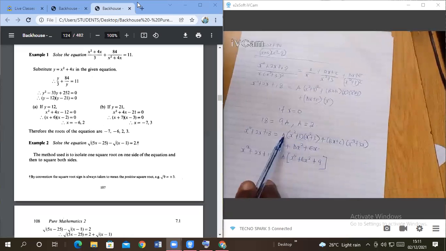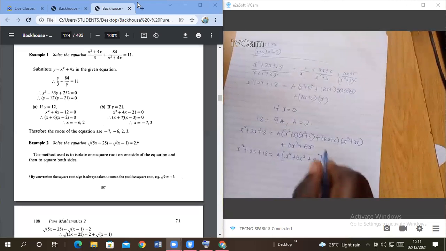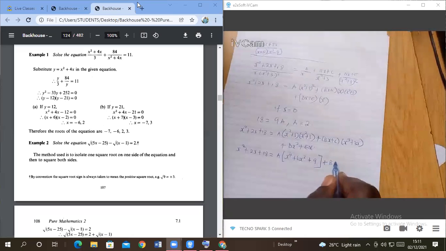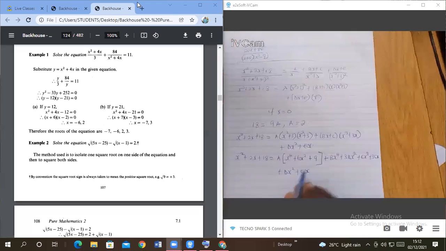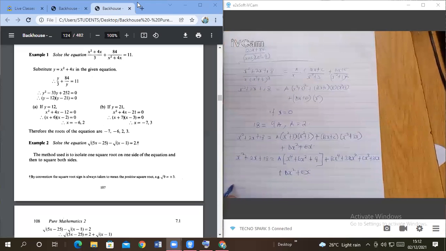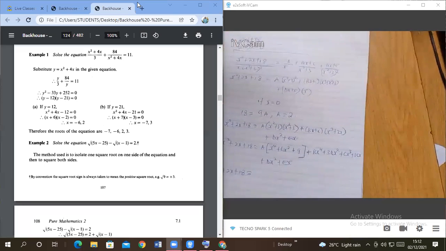x to power 4 plus 3x squared plus 3x squared plus 9. I think that is perfect. Plus, when we open this, we have bx to power 4 plus 3bx squared plus cx cubed plus 3cx plus dx squared plus ex. That should be it. So we have x squared plus 2x plus 18 is equal to, let's collect the terms in x to power 4.